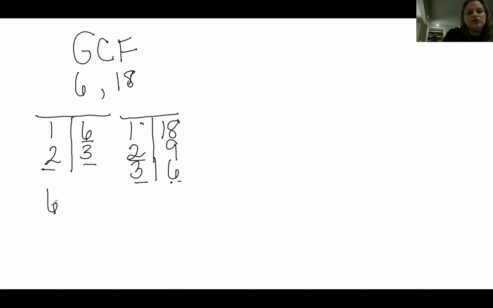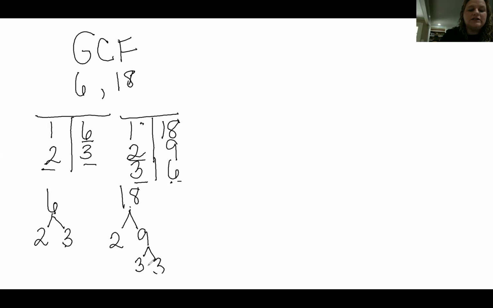Now, as a factor tree, we would factor these into 2 and 3. I'm going to go with 2 and 9 so that then I get down to 3 and 3. So the prime factorization of 6 is 2 times 3. And the prime factorization of 18 is 2 times 3 times 3.